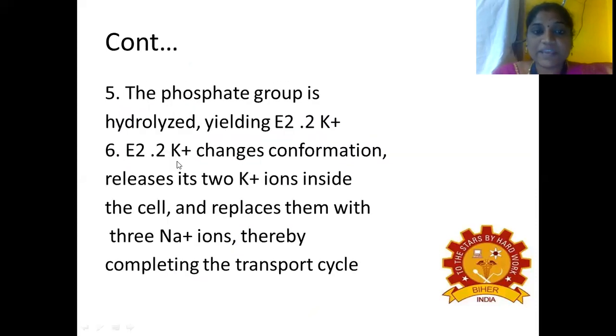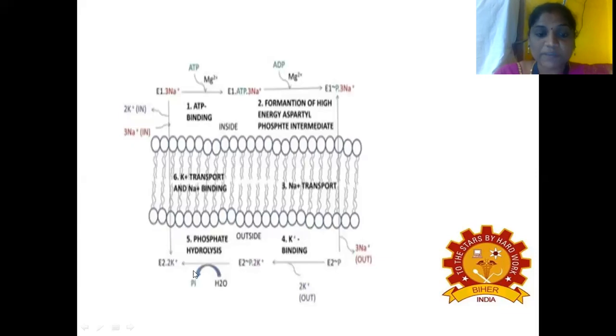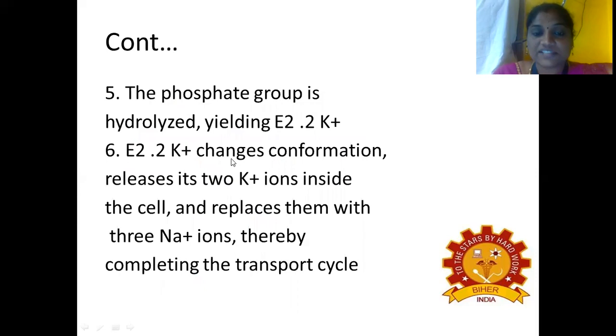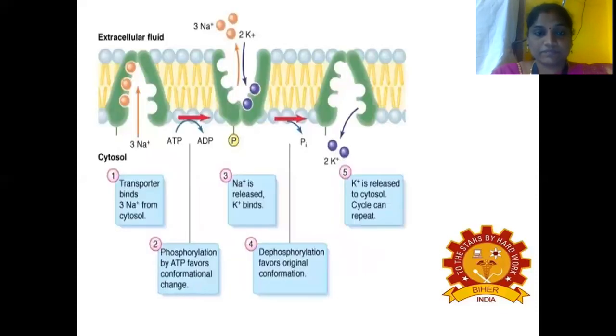The next step is that the phosphate group is hydrolyzed, yielding E2.2K. Phosphate hydrolysis occurs here. In the final step, E2.2K changes conformation and releases its two potassium ions inside the cell and replaces them with 3 sodium ions, thereby completing the transport cycle. This is the working of the sodium potassium pump, the entire working principle.